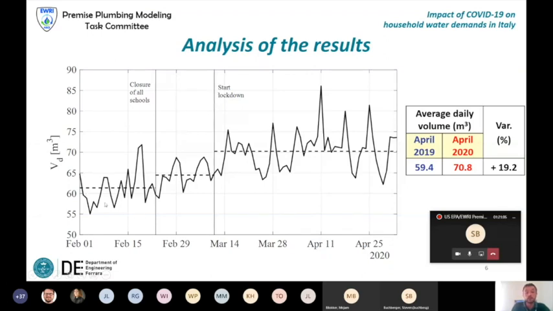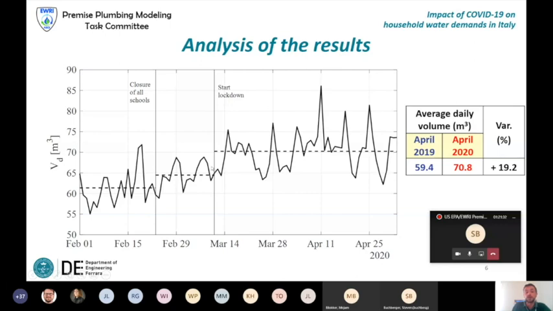And by considering these three periods, let me say a situation before the disclosure of the pandemic in this city, in this transition period between the closure of all the schools and the beginning of the real lockdown, and after the lockdown, we can notice that the water consumption, the average daily water consumption, definitely increased.